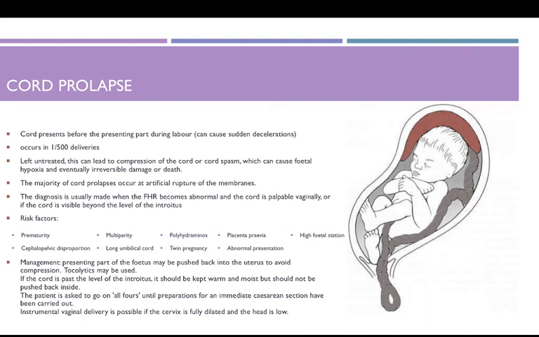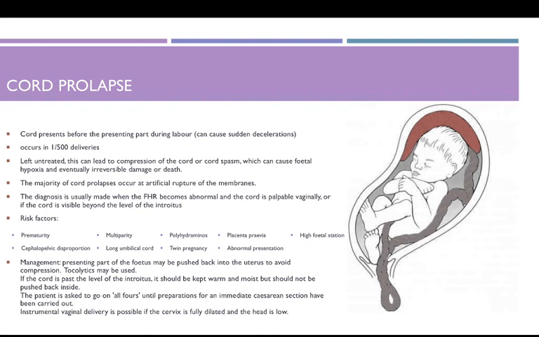So the majority of cord prolapses occur at artificial rupture of membranes. The diagnosis is made when you notice that the fetal heart rate is abnormal, or the cord is palpable vaginally, or if the cord is visible beyond the level of the opening of the vagina. So the risk factors: prematurity, cephalopelvic disproportion, multiparity, a long umbilical cord, twin pregnancy, polyhydramnios, abnormal presentation or high fetal station.